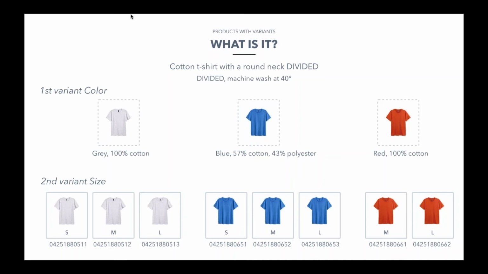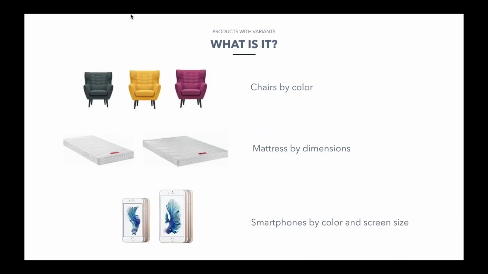Each t-shirt color has different pictures and could have a different composition. Each color of the t-shirt could be available in different sizes, S, M, or L. For each color size, the identifier of the product is different, IAN, SKU, and the technical dimensions like weight, sleeve length could be different. There are more and more products with variants in all businesses.